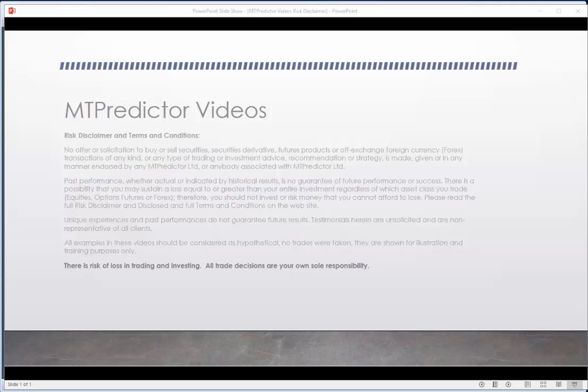But before we get on to that, let's just remind ourselves of our risk disclaimer and note that all examples in these videos should be considered as hypothetical. No trades were taken, they're just shown for illustration and training purposes only. Then there's risk of loss in trading and investing.